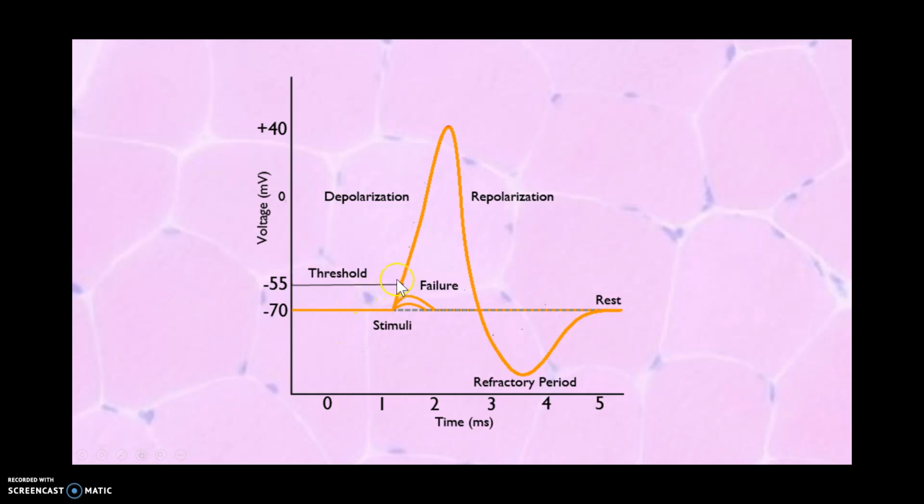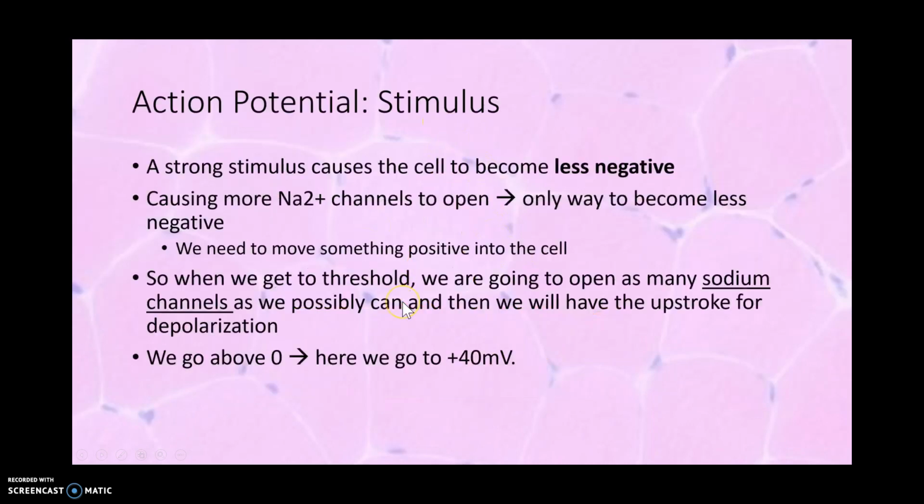So when we get to threshold, we're going to open as many sodium channels as we possibly can, and then we'll have that upstroke of depolarization right here. This is depolarization. When we go above zero here, we can go to plus millivolts sometimes, depending on how hard that stimulus was. And then we're going to talk about repolarization next.